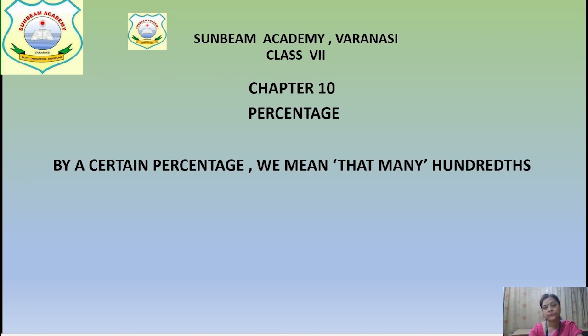Means what, children? It means that whatever percentage is given to you, it is always out of 100. It may be more than that, it may be less than that, but it will be counted out of 100. Let's see through examples.